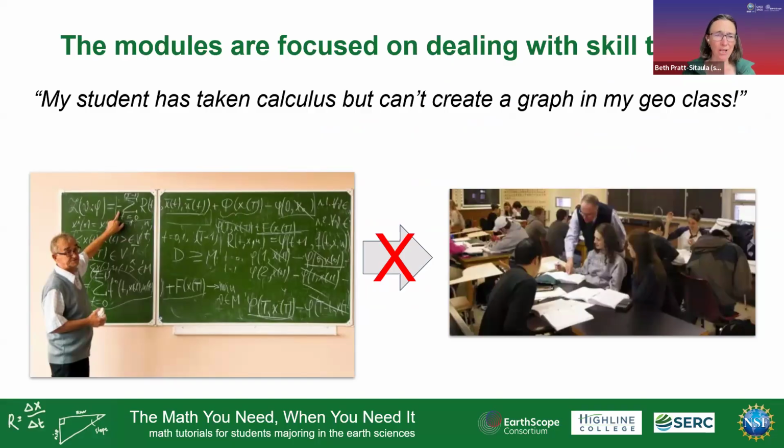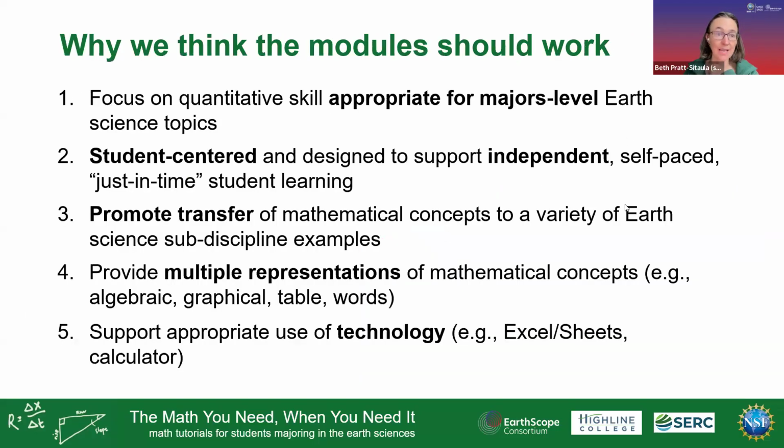So what do they entail? Why are they different than Khan Academy? What we're really trying to get at is addressing the issue of, my students have taken not just algebra, which is mostly what I'm asking them to do, but also calculus, and they still can't create a graph in my geoscience class, because all of these equations in a math class do not transfer to them knowing what that should look like when they're trying to deal with sedimentary layer thickness, statistics or something like that. So we're really trying to give the students the chance to see the quantitative skills in the context of how they're really used in geoscience and environmental science. Next slide.